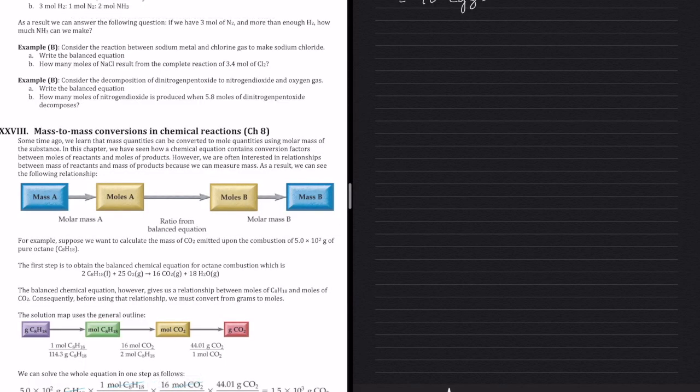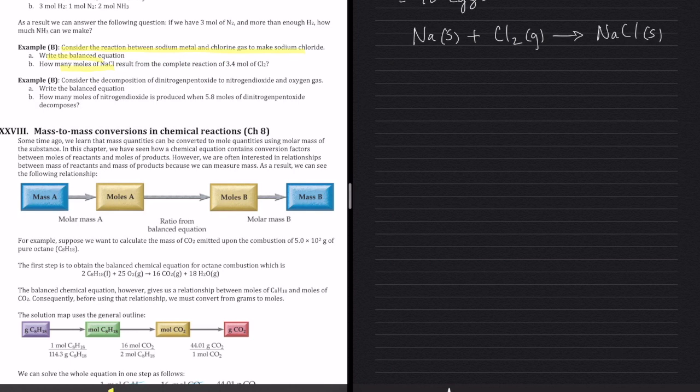Let me show you an example of how to solve a chemical equation problem using the mole relationship we just talked about. In this case, it says consider a reaction between sodium metal and chlorine gas to make sodium chloride, and we're asked to write the balanced equation and calculate how many moles of NaCl you would get as a result of a complete reaction with 3.4 moles of Cl2. The first thing with these types of stoichiometry questions is always to write a balanced equation. So we have sodium metal, which is Na in solid form, chlorine gas, which is Cl2, and it forms sodium chloride. The other thing we need to do is to balance it. So to balance, we would put 2 and 2 here.